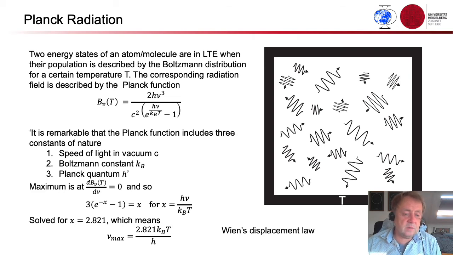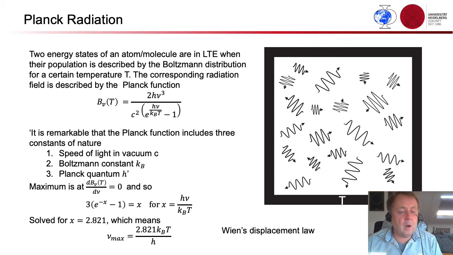But we do see here in the frequency representation, so B nu as a function of temperature is equal to 2 times the Planck quantum h times frequency to the power of 3, and in the denominator we see here the speed of light, and then we have here the exponential coming from the Boltzmann distribution, e to the power of h nu divided by the Boltzmann constant kB and temperature, and all that minus 1.